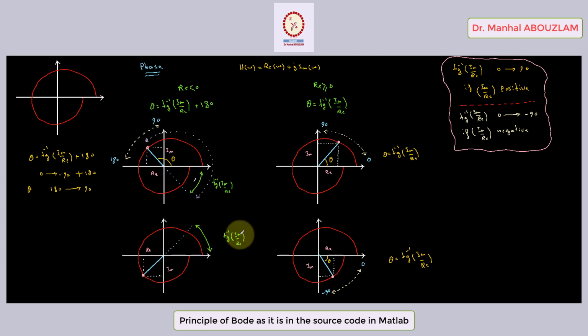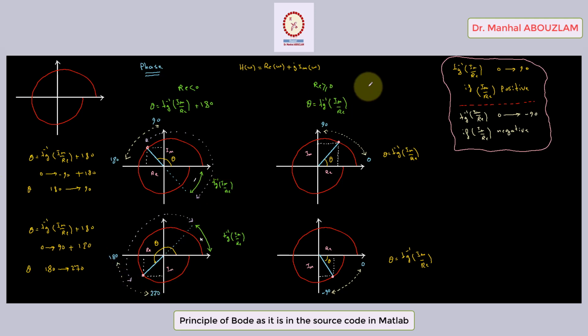As this ratio is positive, this angle is positive, and when we add this angle to 180, we obtain our phase, which is equal to this angle. This inverse tangent is between 0 and 90, plus 180, so the phase in this region is between 180 and 270.